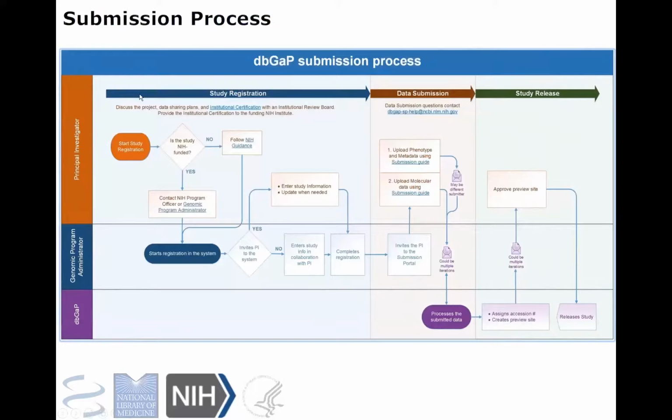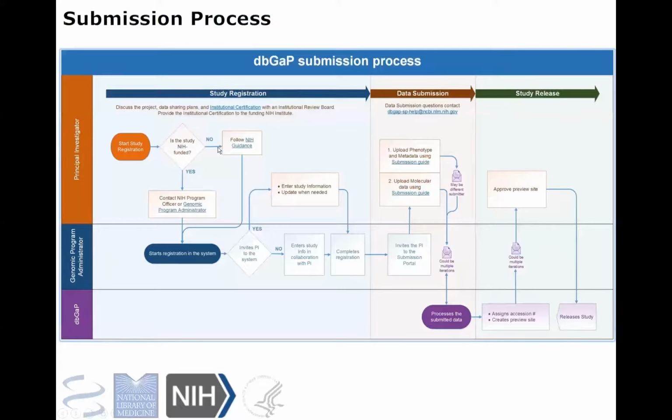This flow chart has 3 horizontal swim lanes: the principal investigator, the genomic program administrator, who is an NIH official who would register your study, and then dbGAP. And then going across, we see that there's 3 phases: a study registration phase, a data submission phase, and then a study release phase. If you were interested in submitting data to dbGAP, you need to first start your registration.